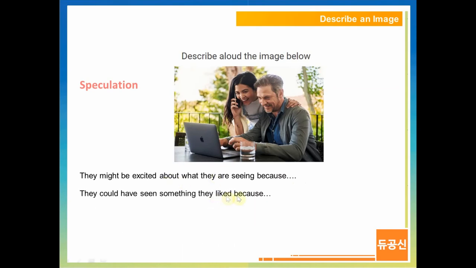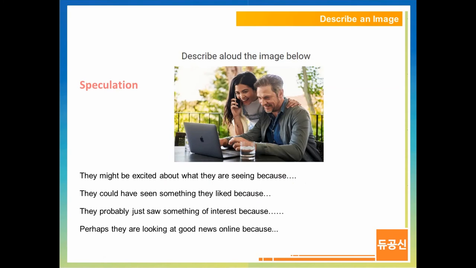They could have seen something they liked because. They probably just saw something of interest because. Perhaps they are looking at good news online because. All of these four are examples of what's called speculation. Can you speculate on a picture and make a story of what's happening? It doesn't have to be true. It just has to show your ability to look inside and have some insight.